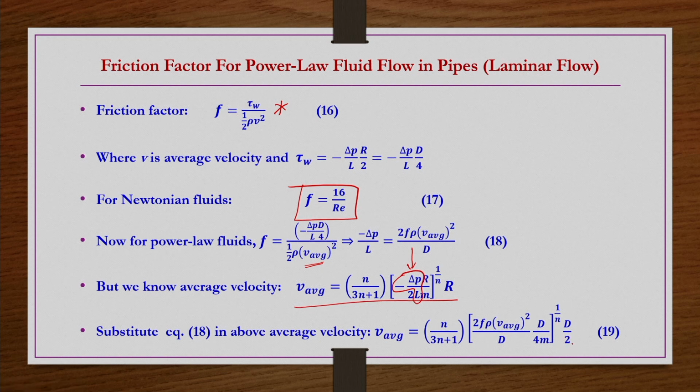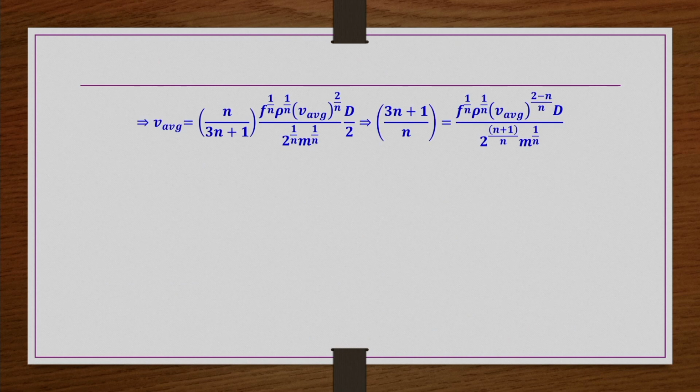This R is also D by 2, so this D cancels out, and the 2s cancel. So this is what we get. Simplifying this expression further, you get this equation. Whatever f rho is there under the whole power 1 by n, we expanded individually and wrote f power 1 by n, rho power 1 by n, V average square power 1 by n, that is V average power 2 by n, divided by 2 power 1 by n, m power 1 by n, and then D by 2 as it is.